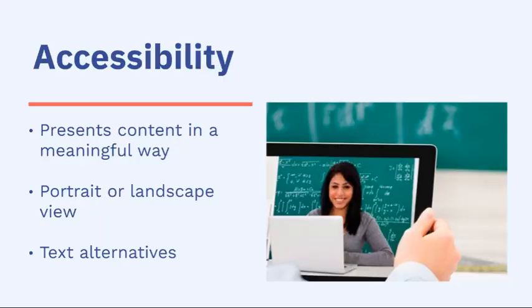meaningfully with the content. Socrative presents content in a meaningful manner, and instructions do not solely rely on sensory characteristics. Viewing adapts to portrait and landscape views as well as text alternatives for non-text content, making it easier for students with visual impairments to access the information.